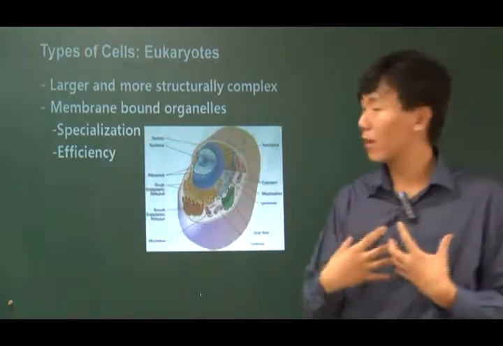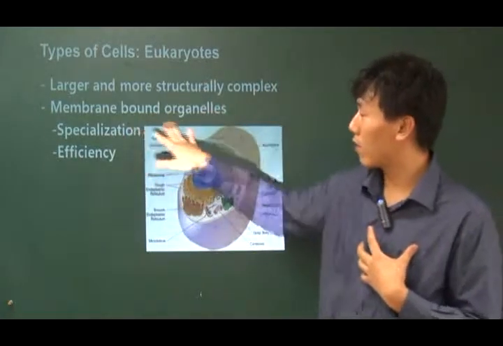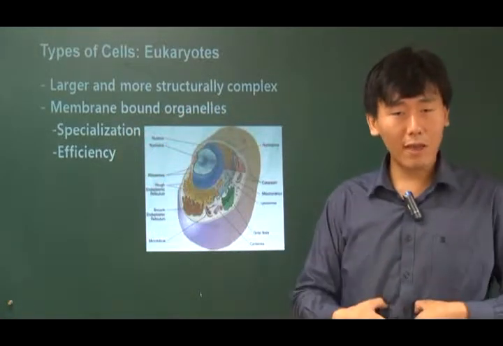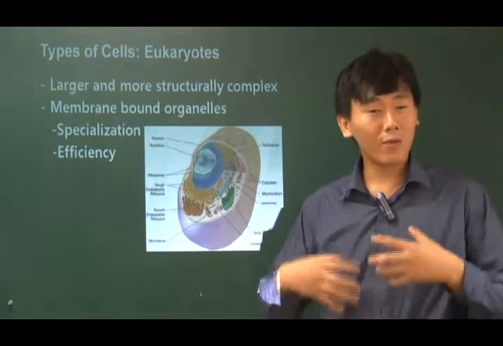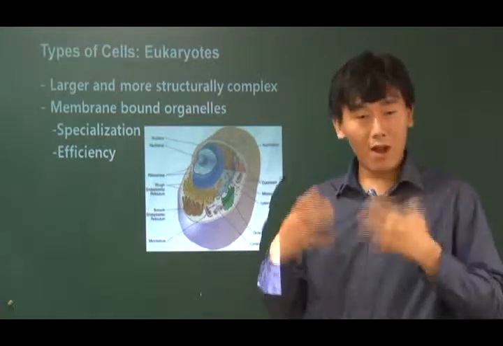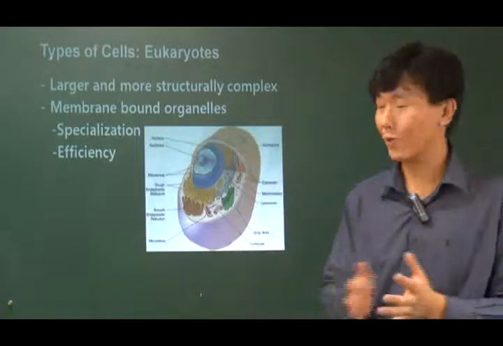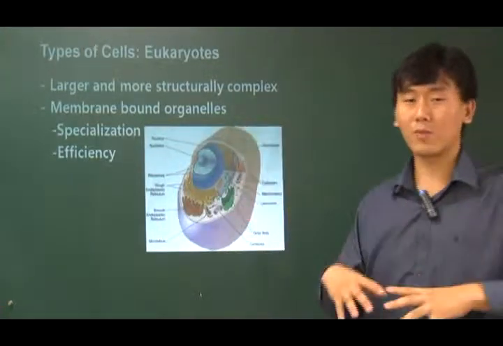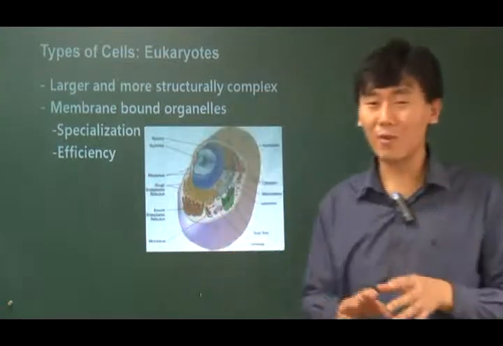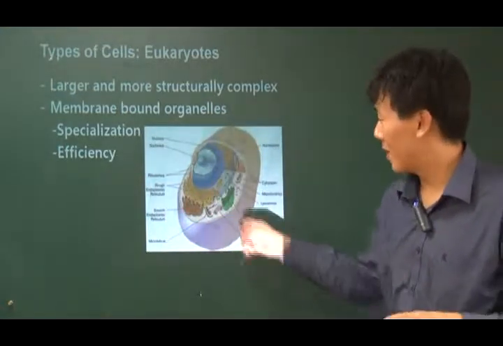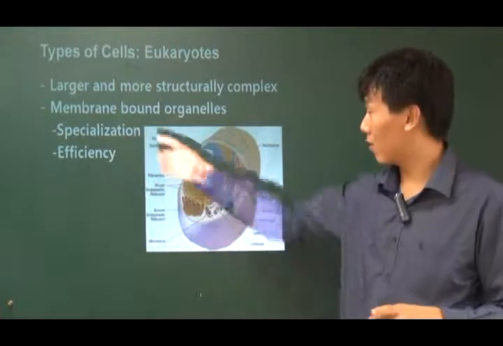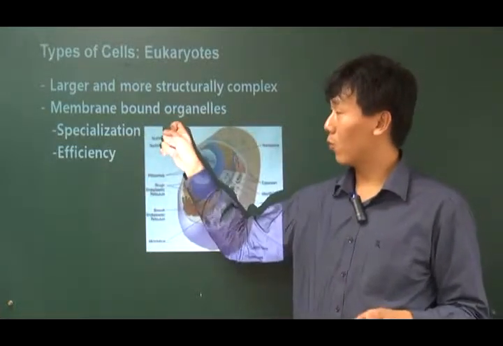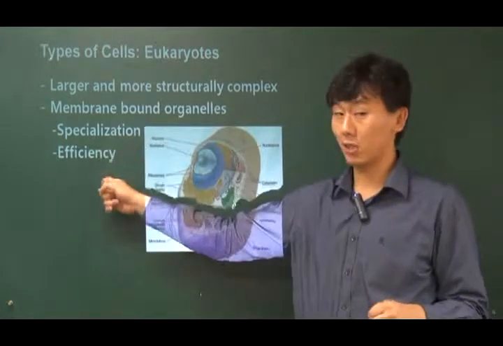So we can think about these membrane-bound organelles as parts of a human body. If we have a stomach to digest, and then we have a heart to do the heart and the brain to do other functions. But in the prokaryotic cells that we saw before, everything is just mixed in together, so there's not really any degree of specialization. So this is the primary difference that you need to remember, and what this helps with is specialization and efficiency.